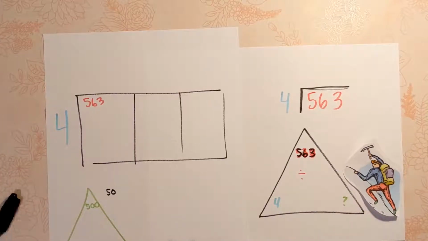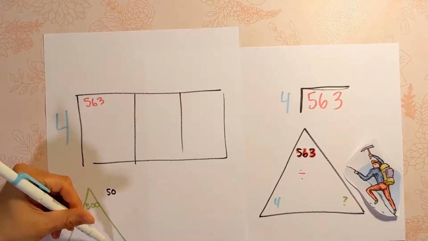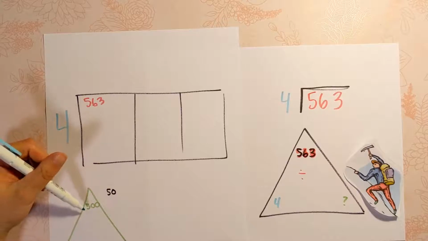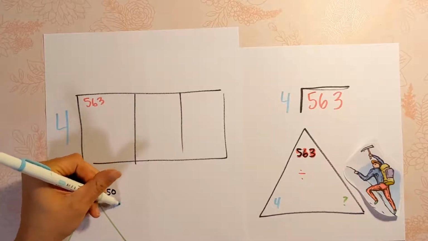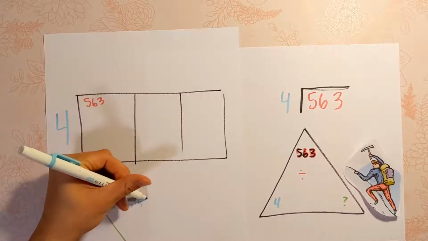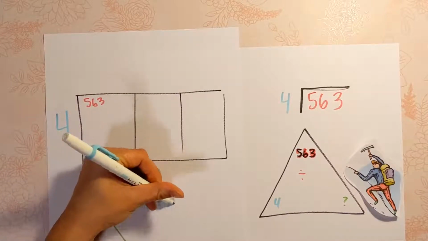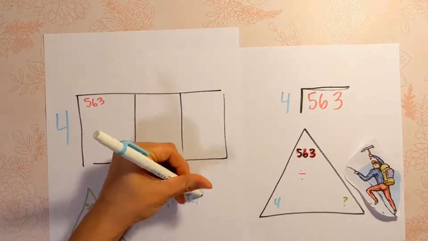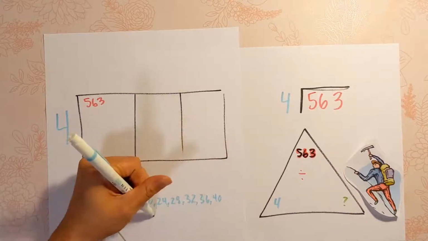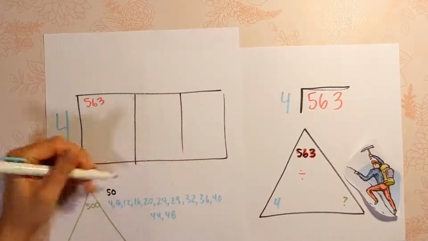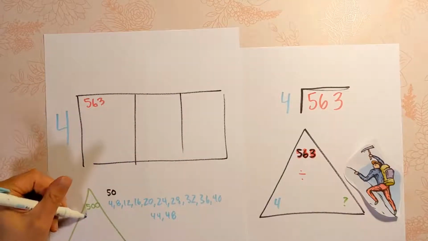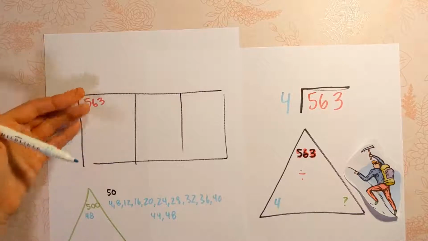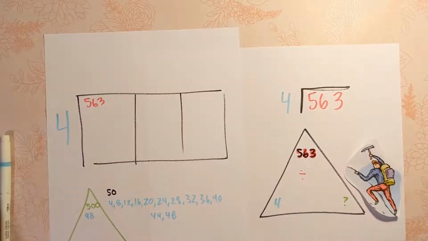So if you know your multiplication families, then you know 4 times something will get you to 48, which is close enough. You can also skip count though. 4, 8, 12, 16, 20, 24, 28, 32, 36, 40, 44, 48. Count those, it's 12. 4 times 12 will get you up to 48, but you know, we're trying to get up to the hundreds here, so we're going to put that 0 in.